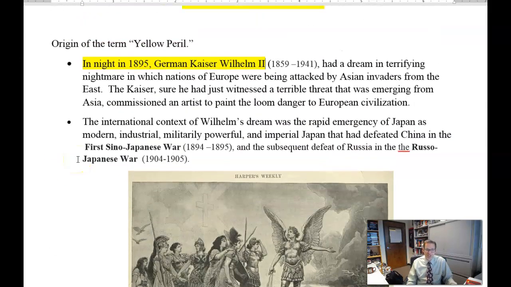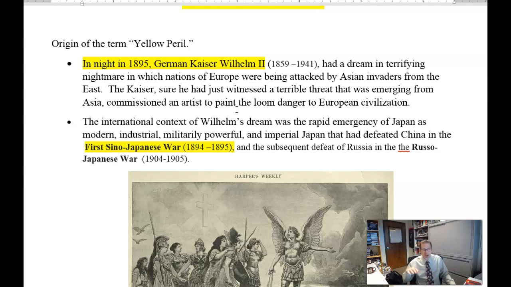Now, what is the context for this? The context for this was just prior to this dream, Japan had become a modern, industrial, militarily powerful, and imperial nation, quite successfully and rapidly modernizing, so much so that in 1894-95, Japan was able to defeat China in what's known as the Sino-Japanese War. Now, why is that significant? Because it shows Japan has in many ways borrowed and then utilized and incorporated the technology of the Western world and made themselves very powerful combined with Japanese culture.